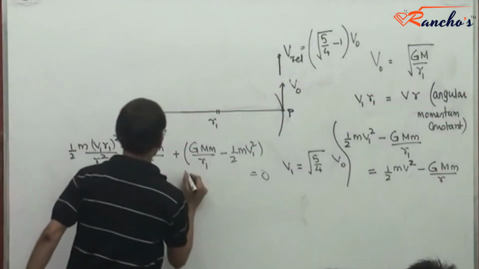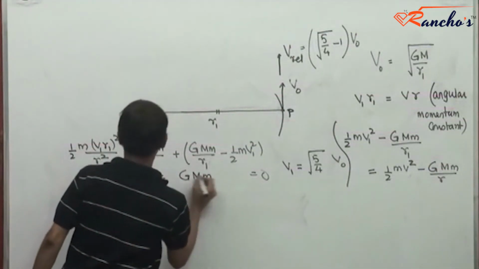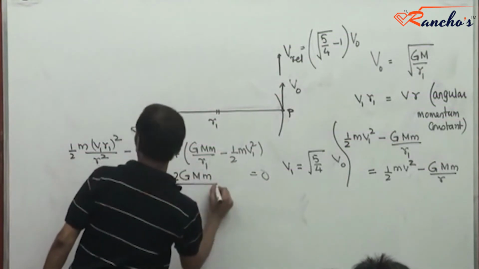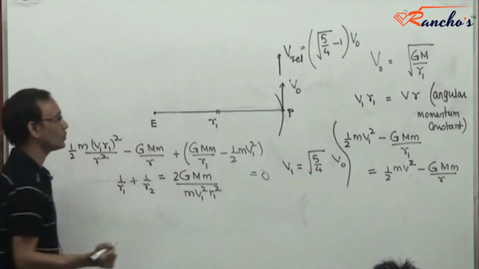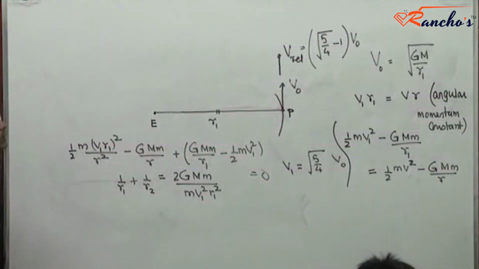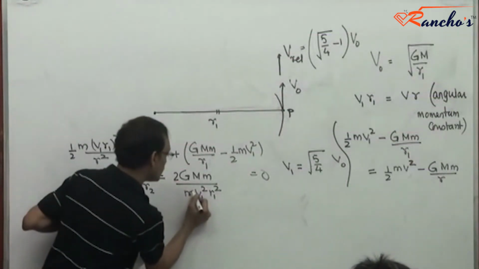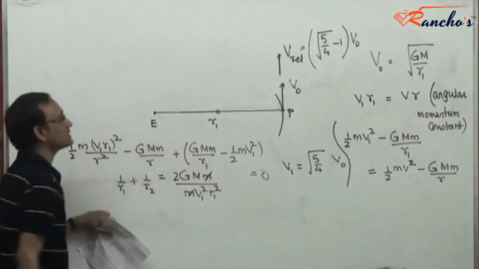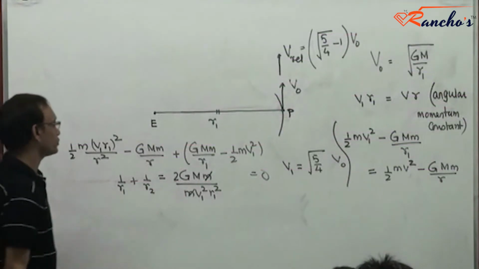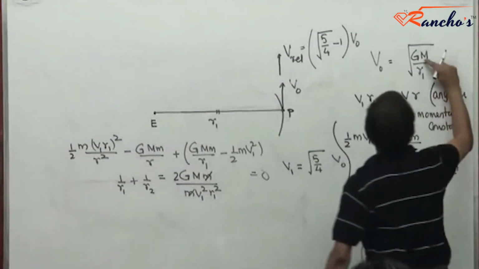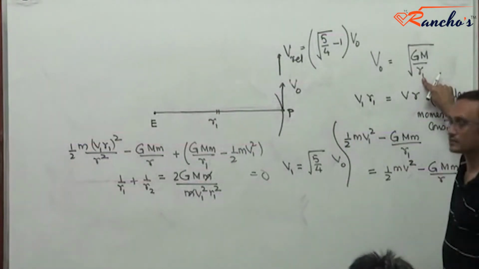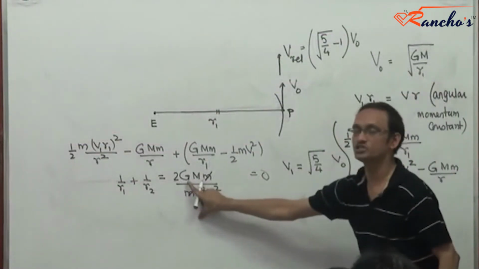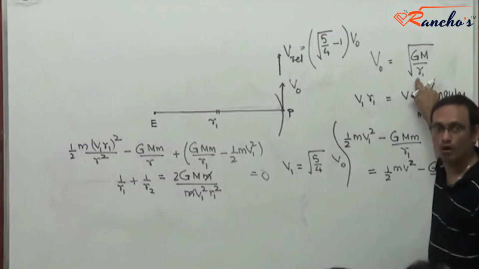So then that's like GMm by m V1 squared R1 squared. Yes or no? Where obviously m gets cancelled, and you can readily see that GM is V0 squared into R1 squared. This you can plug in. GM would be V0 squared into R1 squared.